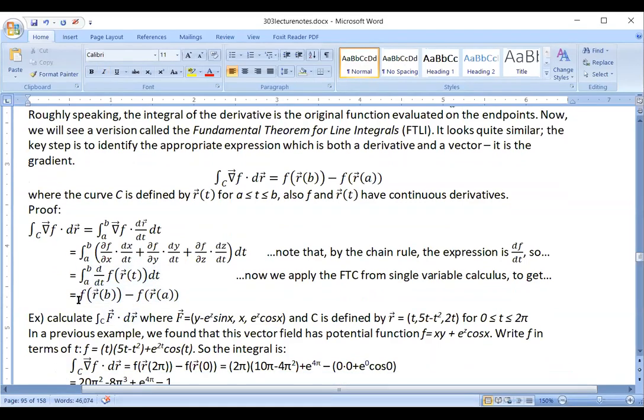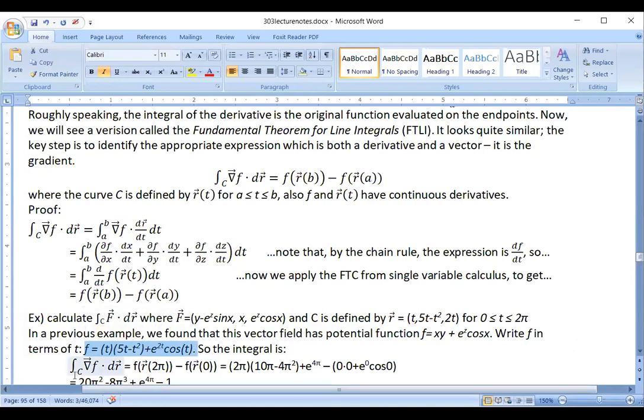is to say, well, I know this is going to be f evaluated on the endpoints, and the endpoints as given in the problem are t goes from 0 to 2 pi. So we want to evaluate f at t equals 0 and f at t equals 2 pi. So one way to do this is that it would help to write f in terms of t. So I take my potential function f, and using the parameterization, let's write it in terms of t. And here's the parameterization. So just plug it in. Here's your function f written in terms of t.